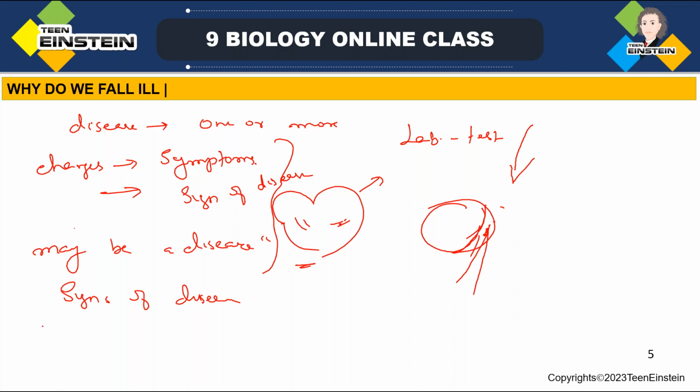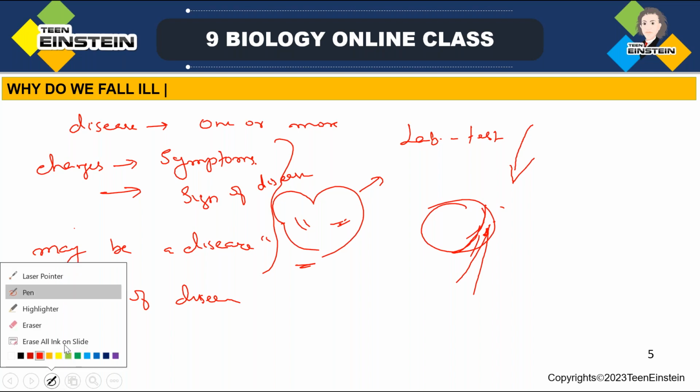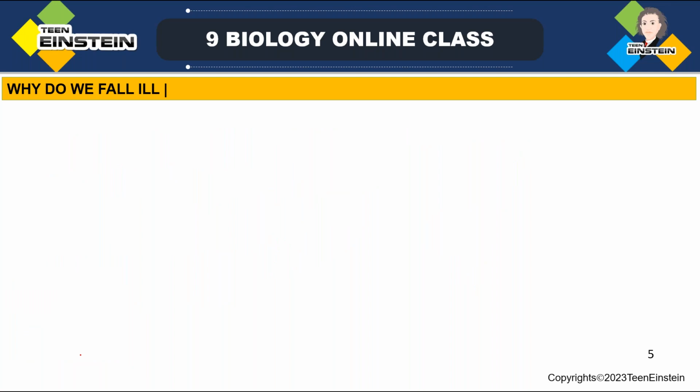Then diseases, we said. So now you came to know that this is a diseased condition and how our body will respond to that, right? So there, these diseases we can say are acute and chronic diseases.